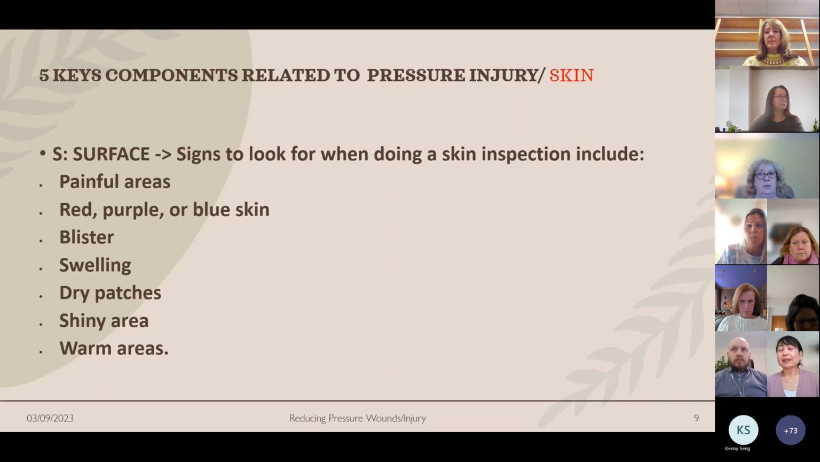But of course, it depends. So I just want to clarify that if some nerve areas are already damaged, probably the member cannot feel this pain anymore, but the area is just so scary to look at. Red, purple, or blue skin, blisters, swelling, dry patches, shiny areas, warm areas that we have to look at.